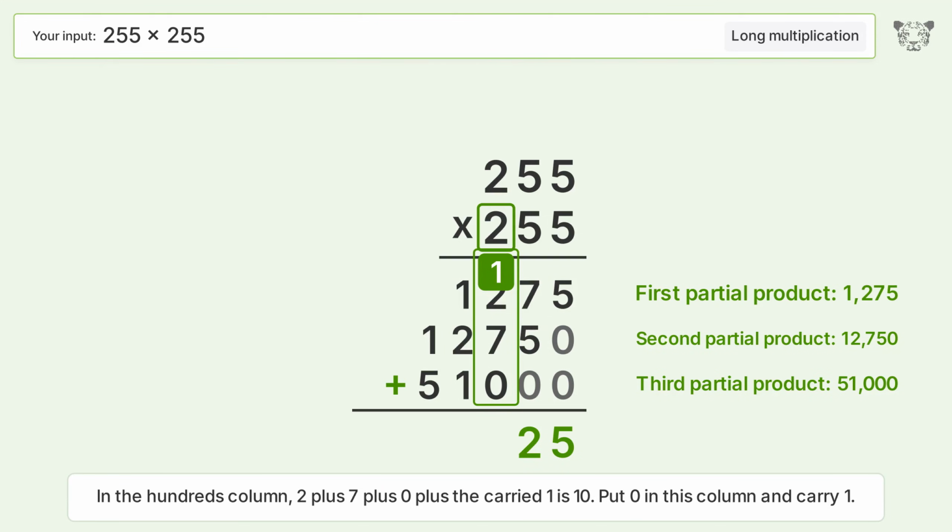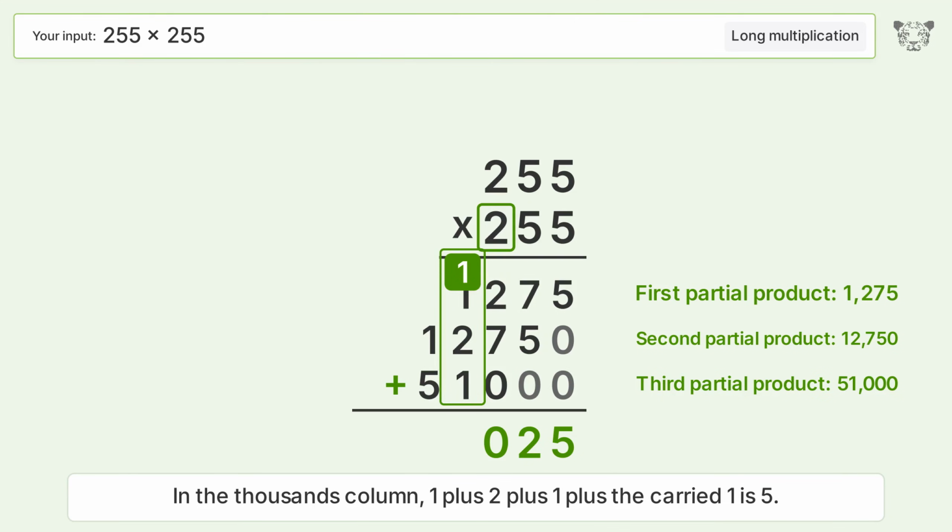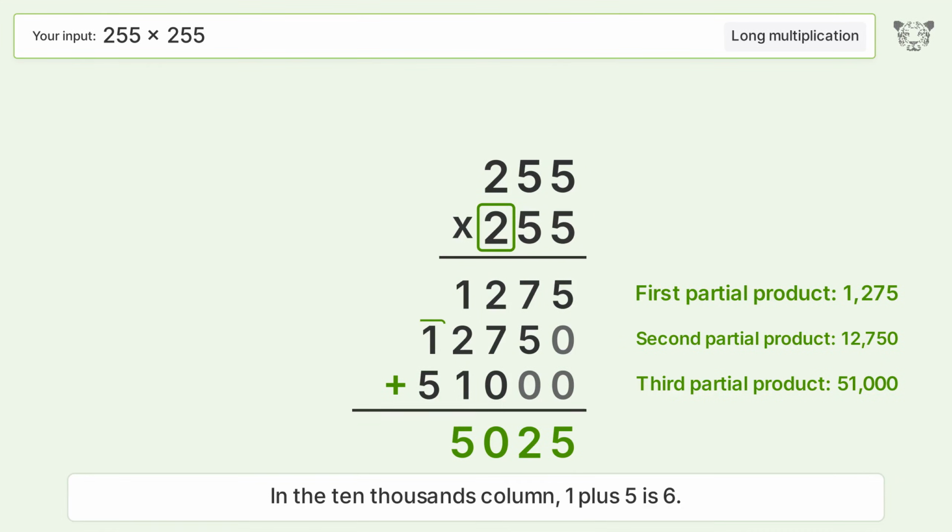In the hundreds column, 2 plus 7 plus 0 plus the carried 1 is 10. Put 0 in this column and carry 1. In the thousands column, 1 plus 2 plus 1 plus the carried 1 is 5. In the 10,000s column, 1 plus 5 is 6.